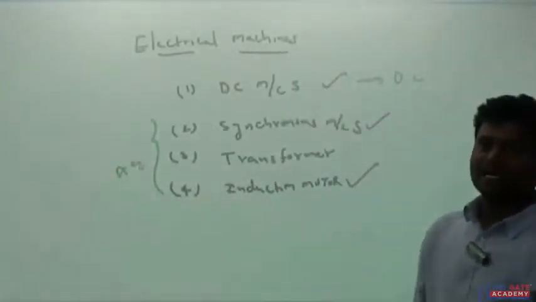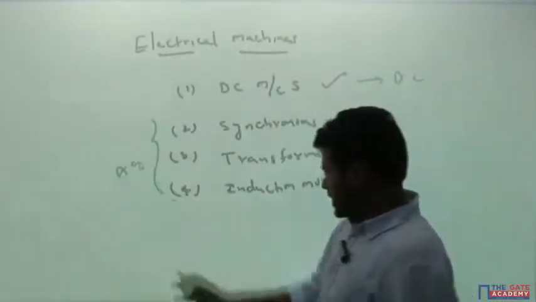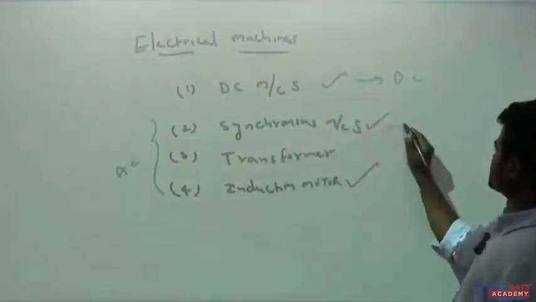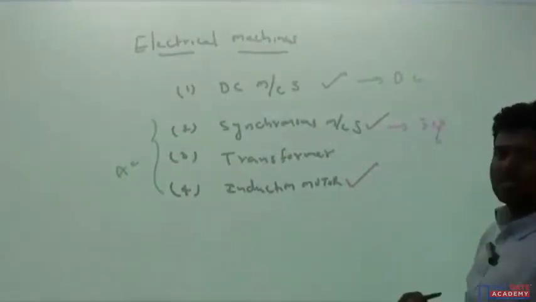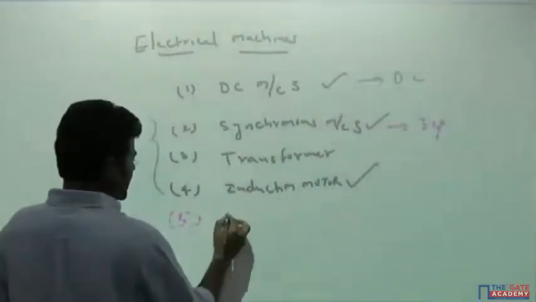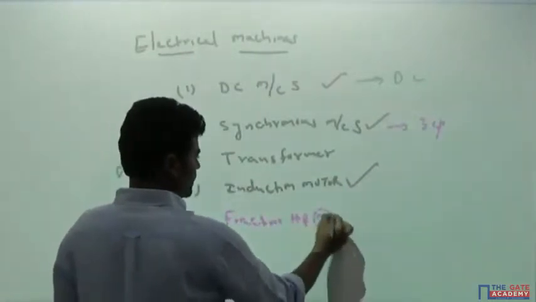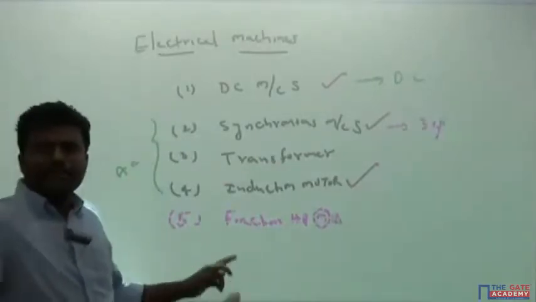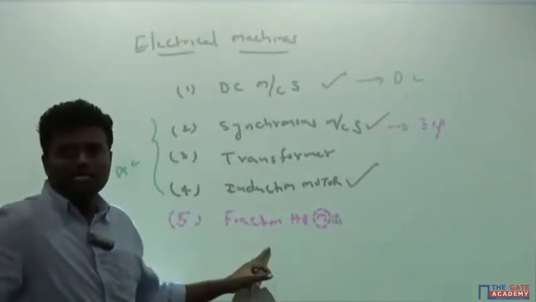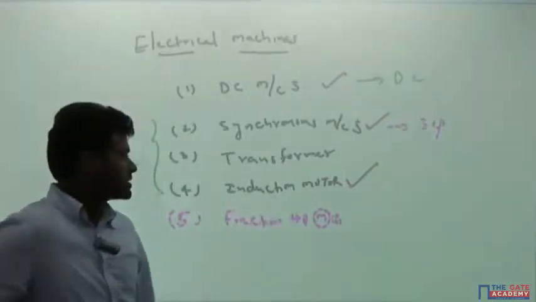Among AC, we'll have single phase as well as 3 phase. Synchronous machines are mostly 3 phase. Of course, single phase will also be discussed under the fifth one, which is called fractional HP motors. Fractional HP motors are single phase motors, half HP motors with low wattage. Mostly they are single phase induction motors and single phase synchronous motors, all of which we'll discuss here.